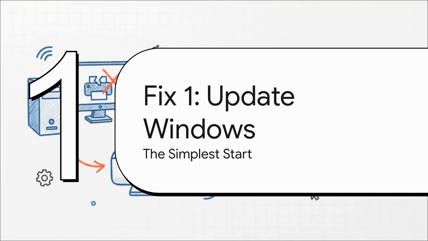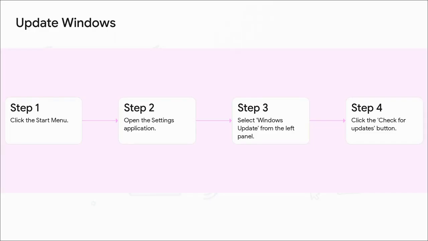All right, let's jump into fix number 1. We're going to start broad. The easiest and honestly one of the most effective things you can do is just make sure your entire Windows system is fully updated. This one step can solve a whole bunch of weird issues, including this printer problem. Let's do this together step by step.